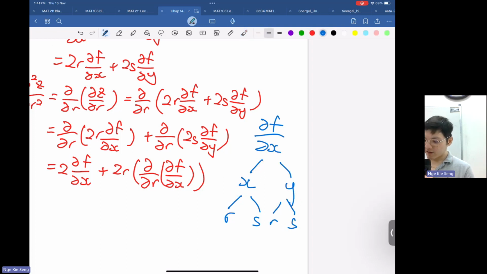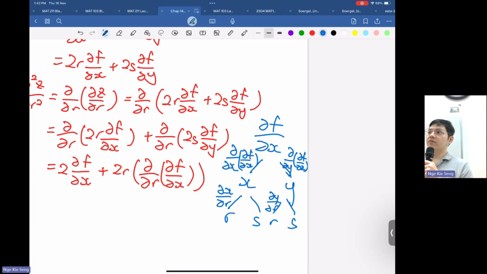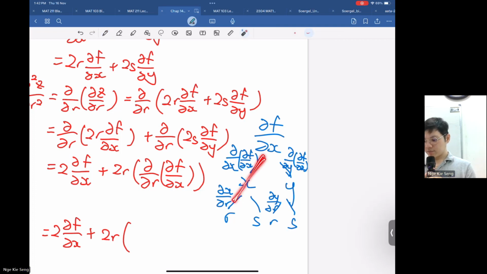So the first path you have del of del f over del x over del x, and then del x over del r. The other direction, you have del of the function over del y, and then del y over del r. So this whole thing you need to write out again. I get 2 of del f over del x plus 2r of, so you need to take the product along the path, and then add them up.